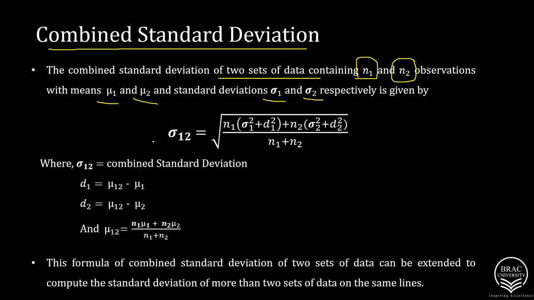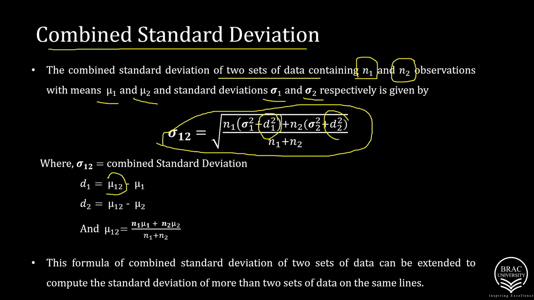And the combined standard deviation is given by this formula, that is sigma 1 2 is equal to n1 into sigma 1 square plus d1 square. Oh, we have got a new term, d1 and d2 here. So what are these? d1 is the difference of mu 1 2 and mu 1.